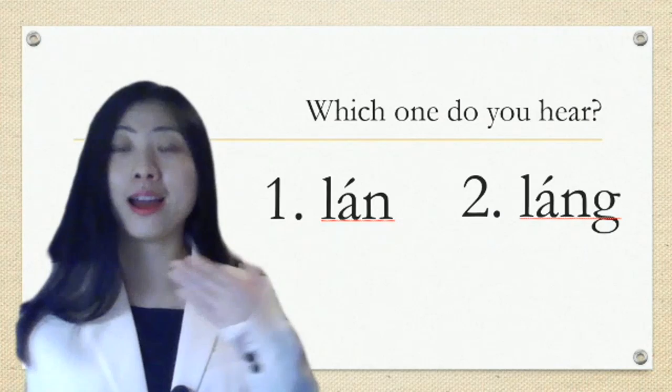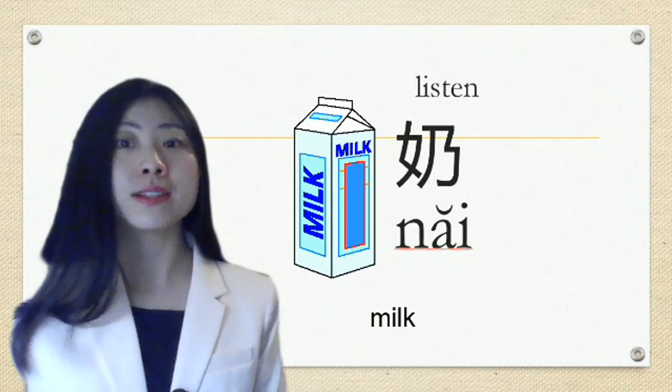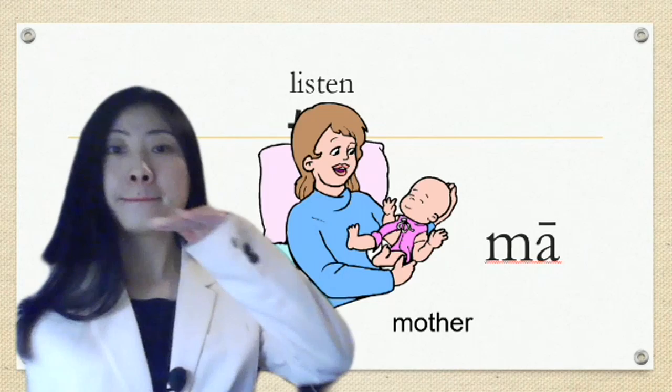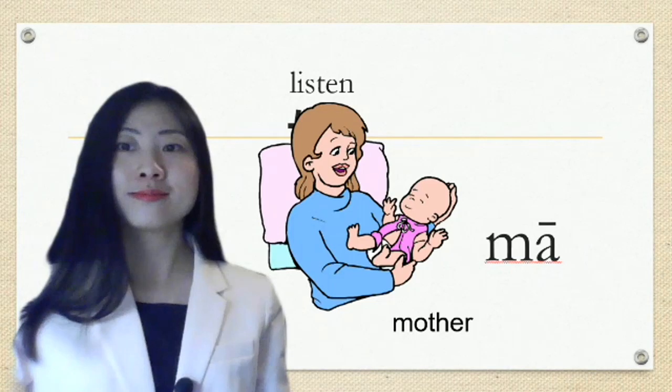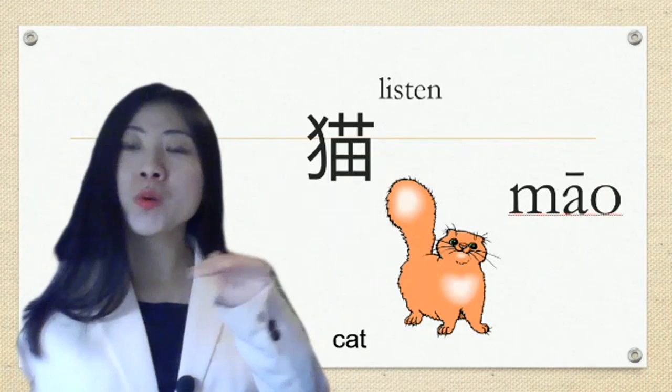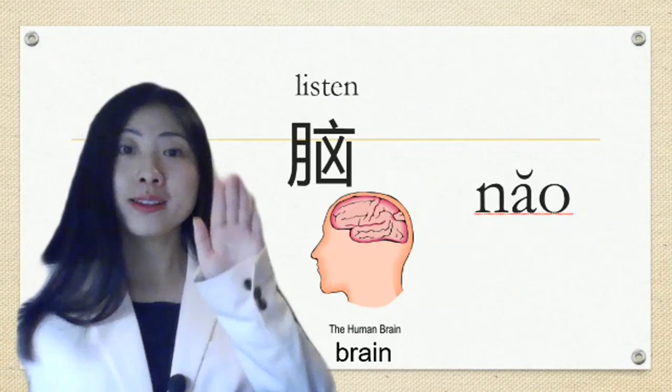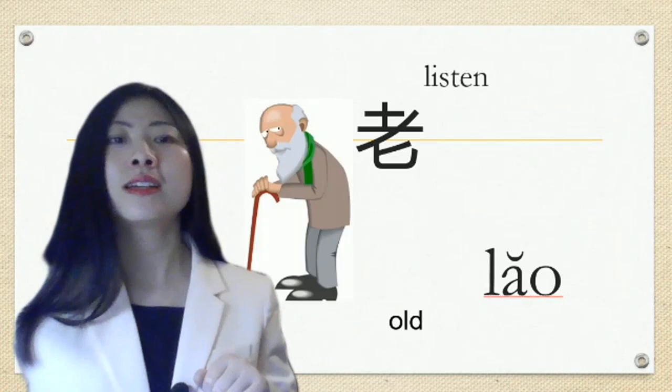We can use our hand to mark the tongue. Ma. Mao. Now. L, L, ao, Lao.